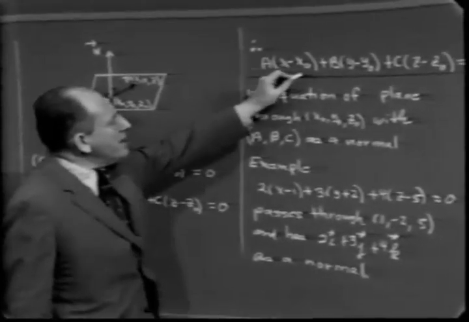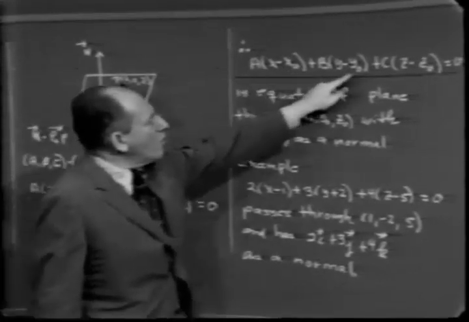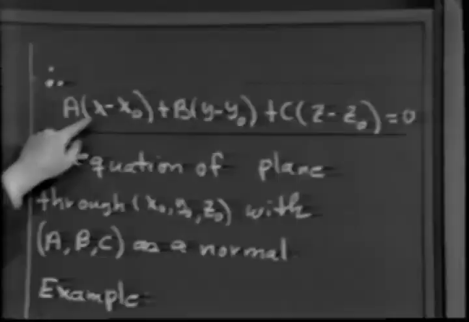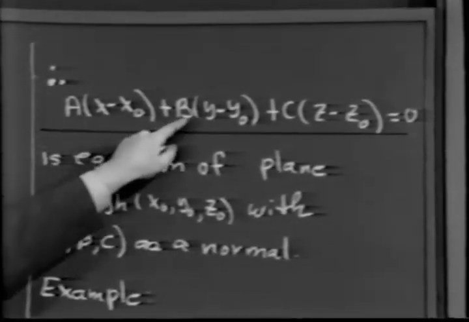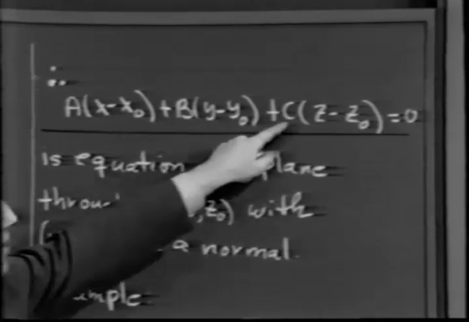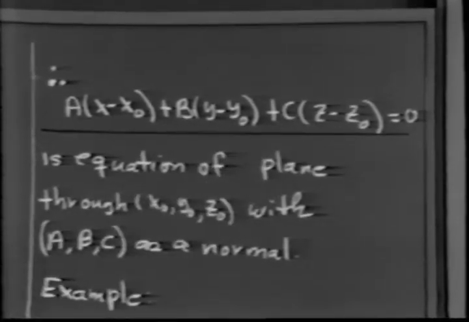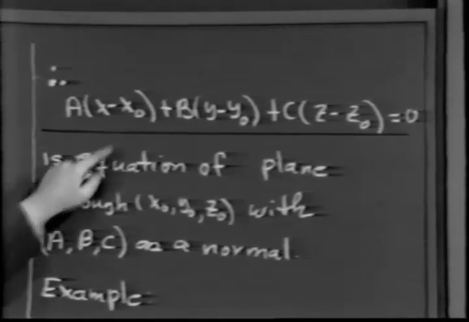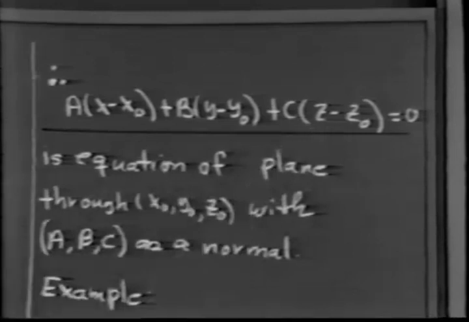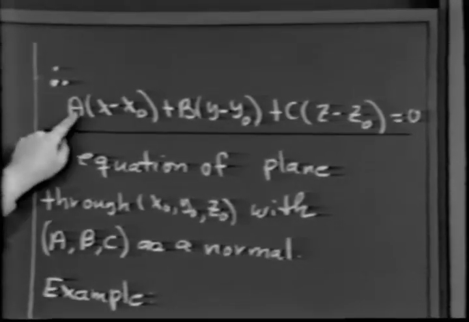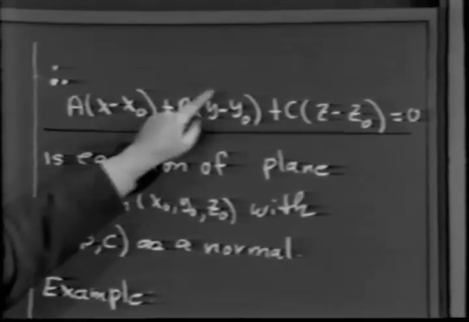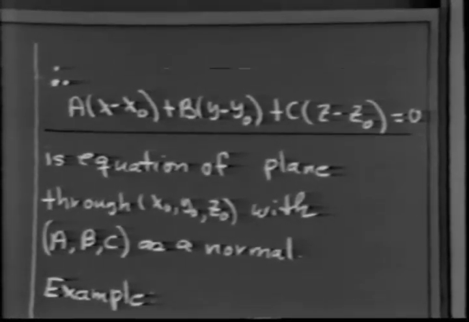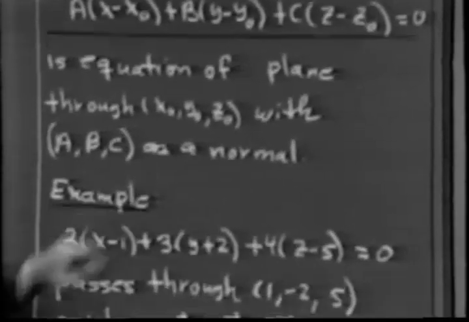If a, b, c, x0, y0, and z0 are given constants, then a times x minus x0 plus b times y minus y0 plus c times z minus z0 equals 0 is the equation of the plane which passes through the point x0, y0, z0, and which has the vector ai plus bj plus ck as its normal vector. And perhaps the easiest way to illustrate this is, again, by means of an example.